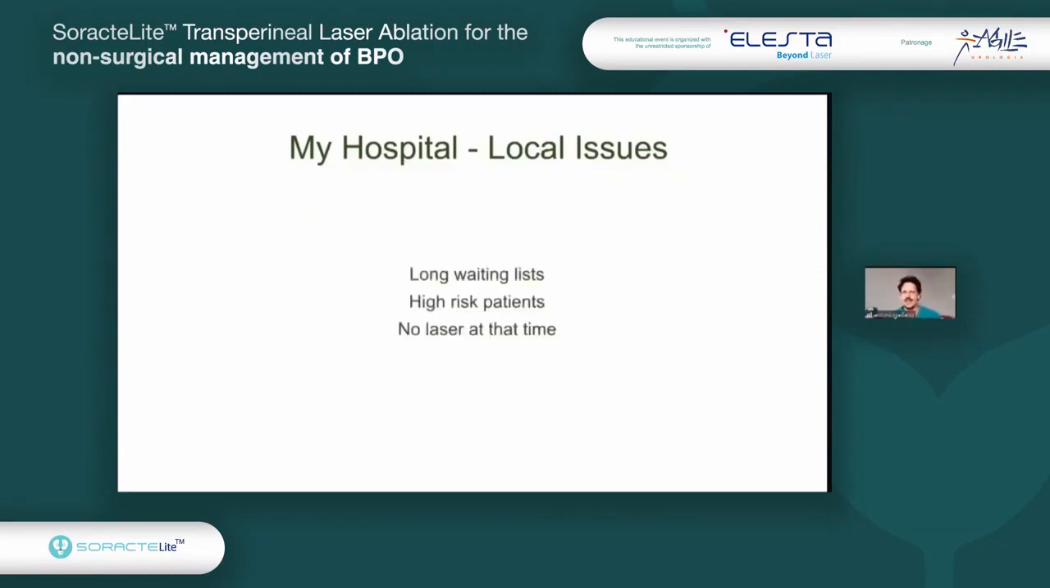In my hospital, there were local issues that pushed us to start with this kind of treatment, because we started from a period of very long waiting lists for benign pathology, because we had long lists for oncological issues. My hospital is a tertiary referral center, so we had lots of high anesthesiological risk patients. And at the time when we began this adventure, we had no laser for BPH. So we were somewhat in trouble to treat BPH adequately.